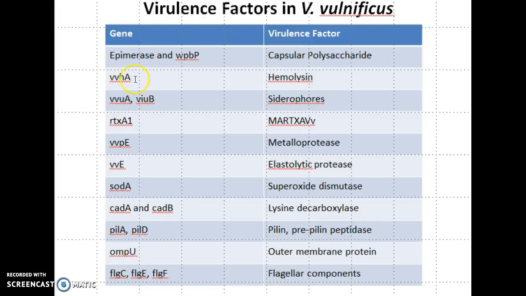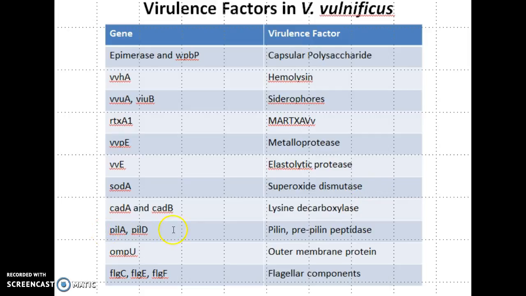The VVHA gene and the RTXA1 gene both encode toxins, protein toxins. A hemolysin toxin allows Vibrio vulnificus to break red blood cells. This SMART AVV toxin is a cytolysin toxin, and it allows Vibrio vulnificus to damage host cells. VVE encodes something called an elastolytic protease, so that's a protein that lets you break down certain types of protein in the host, better facilitating infection. SOD-A encodes a protein called superoxide dismutase, which allows Vibrio vulnificus to fight back against immune system attack.